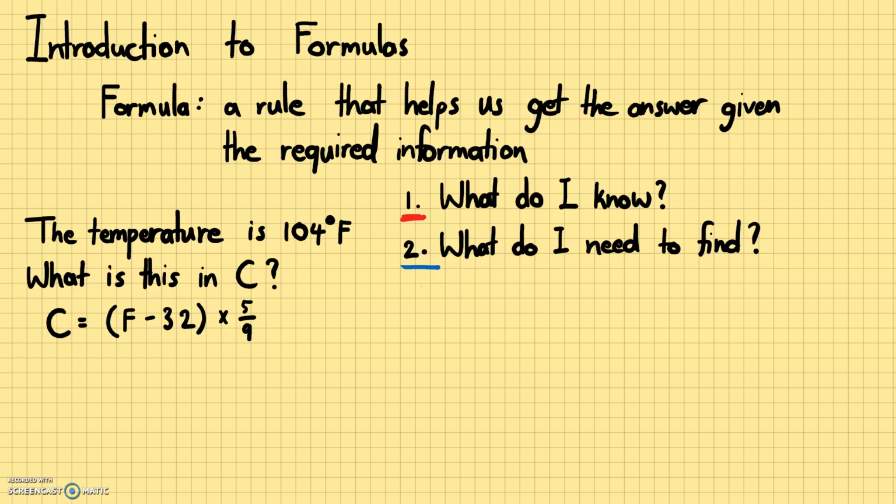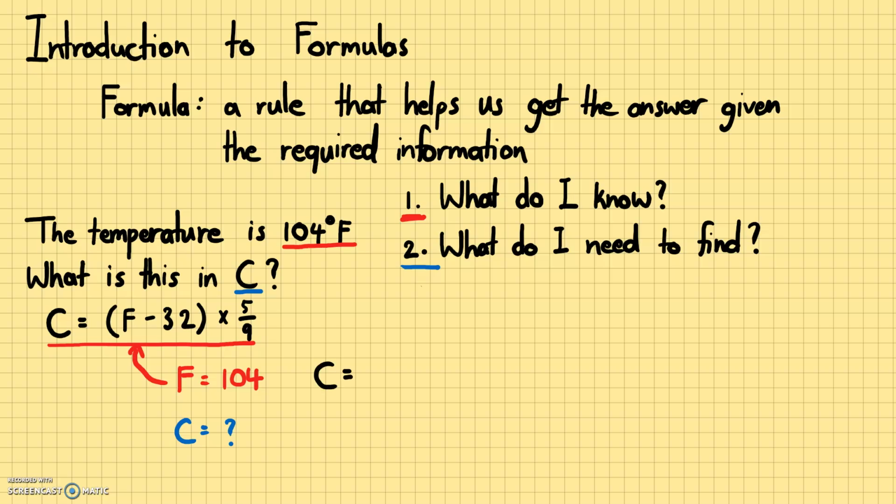Okay, so again, what do I know? We know that Fahrenheit is 104. And we also know this formula here. What do I need to find? I need to find C. The question is asking, what is this temperature in Celsius? So we need to find what C is. And to do that, again, you can just plug in what you know into the formula. So let's see what you get.